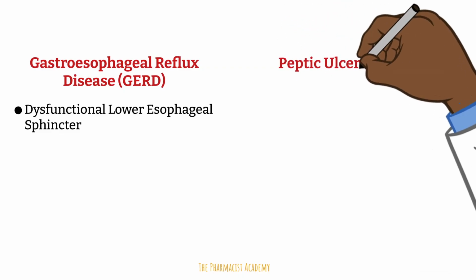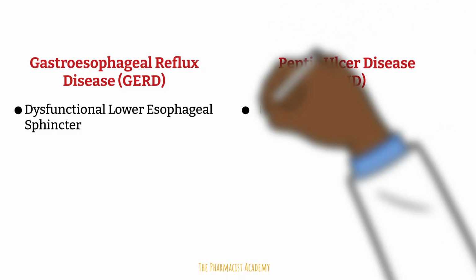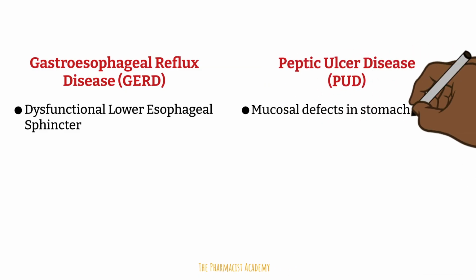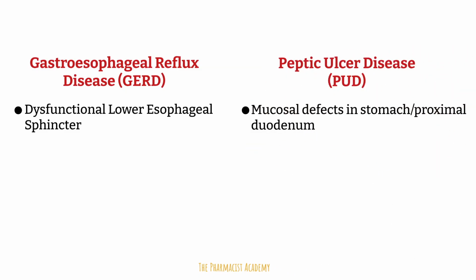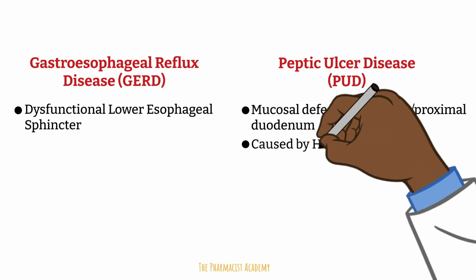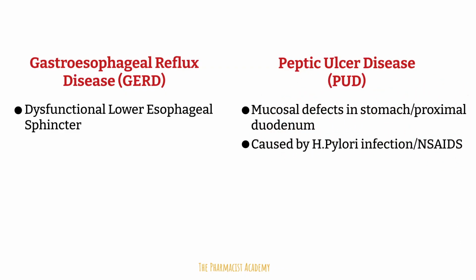Next is peptic ulcer disease, and it is characterized by mucosal defects or ulcers in the stomach or front part of the duodenum, mainly caused by H. pylori infections and chronic use of NSAIDs. If it's due to H. pylori, H2 blockers are not indicated, but the proton pump inhibitors are. If it's due to NSAIDs, then both the H2 blockers and the proton pump inhibitors are indicated. NSAIDs lead to ulcers because the gastric mucosa is protected by a mucus bicarbonate layer that neutralizes acid at the surface.